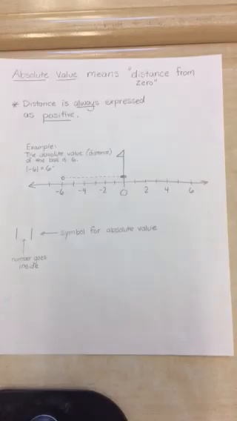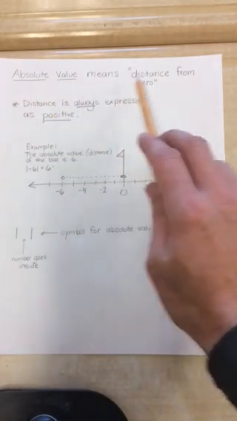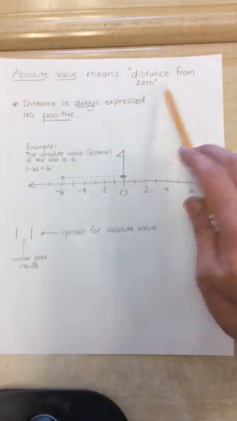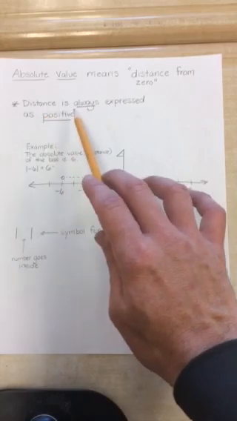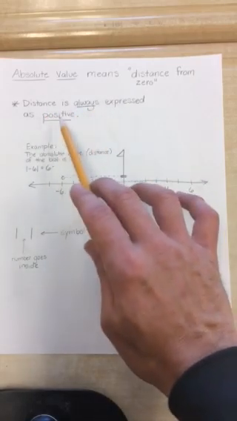Today we're going to talk about a new concept called absolute value. So absolute value means a number's distance from zero. And so the key concept here is that distance is always expressed as positive.